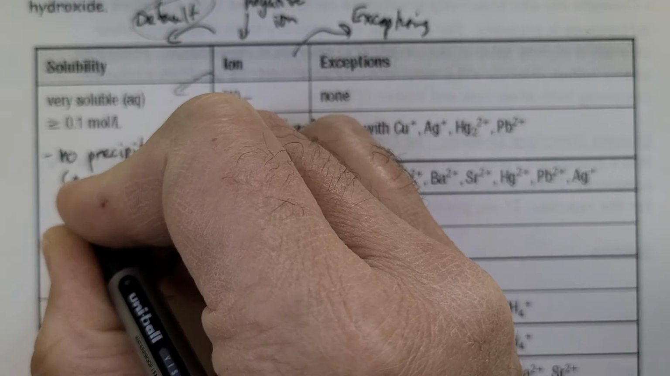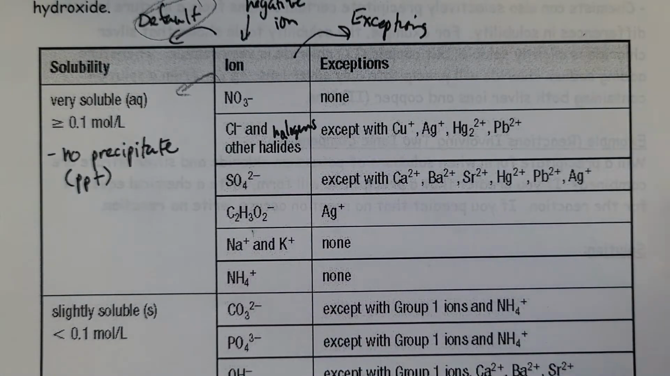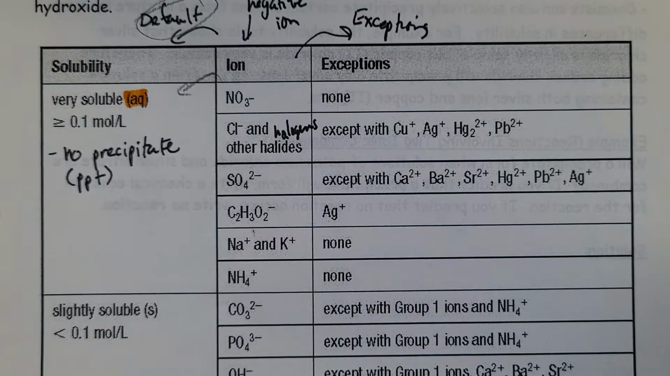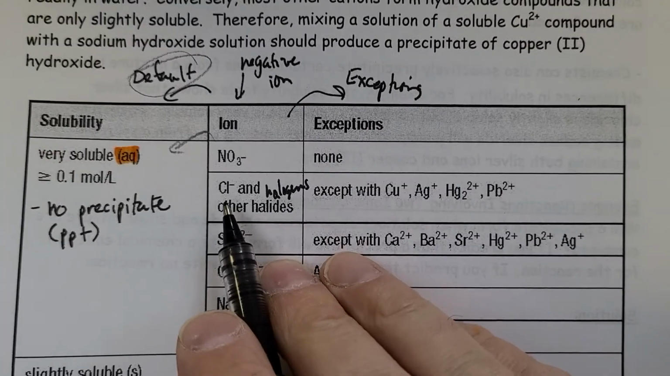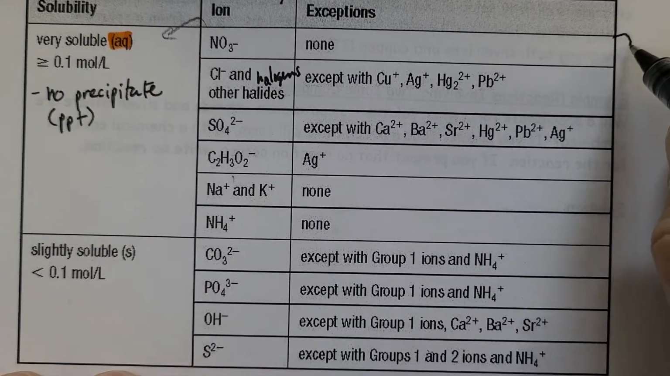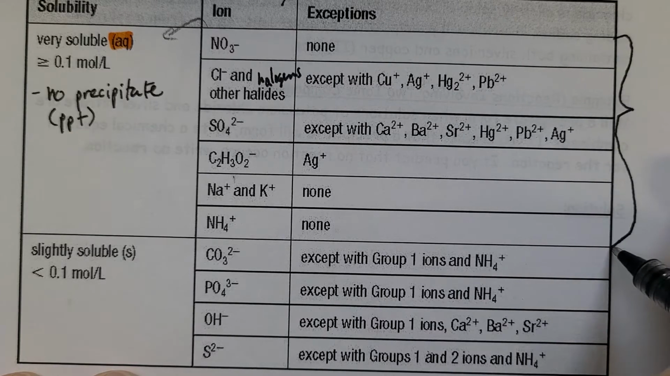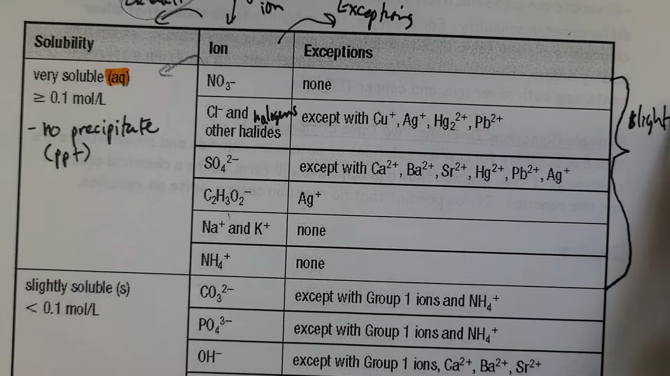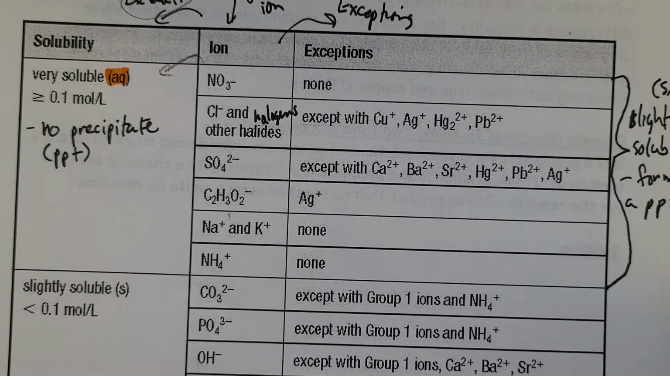Or I like to call precipitate PPT, just for shorthand. P, P, and T make up precipitate. So these exist in aqueous form. Okay? Exceptions to the rule, if I had chloride with copper 1, then I would go to this side, and this side means, let's just make this funky bracket like this, down to where things get weird. We will put slightly soluble, forms PPT, and slightly soluble means there will be a solid.